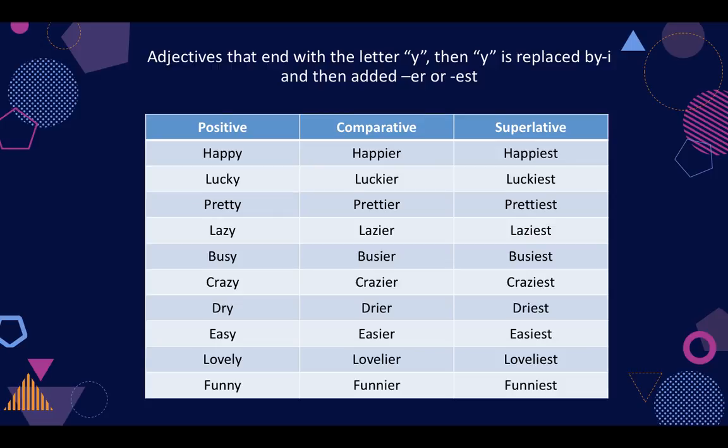For adjectives that end with the letter Y, the Y is replaced by I, and then ER or EST is added. For example, in positive is happy, in comparative happier, in superlative happiest. In positive lucky, in comparative luckier, in superlative luckiest, and so on.